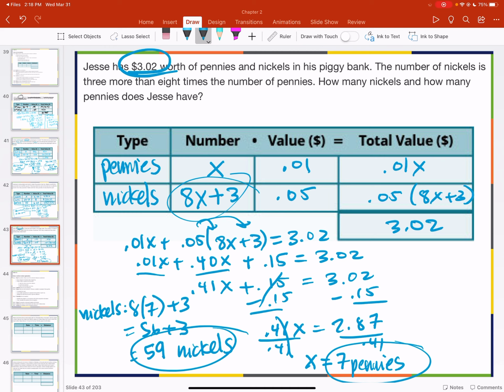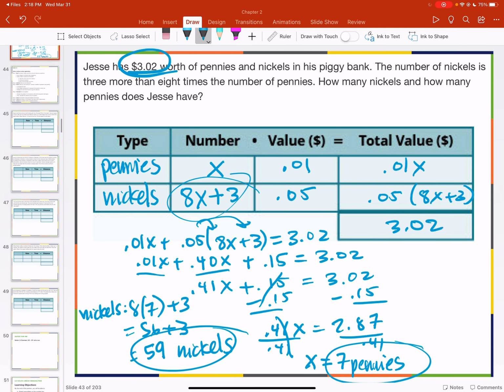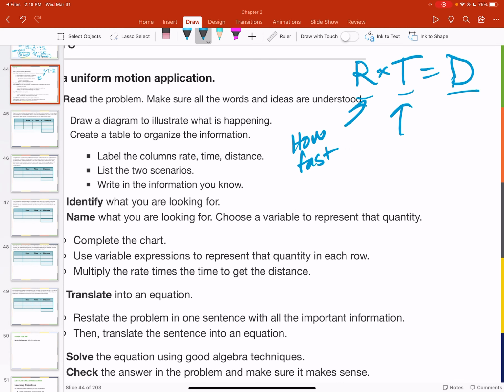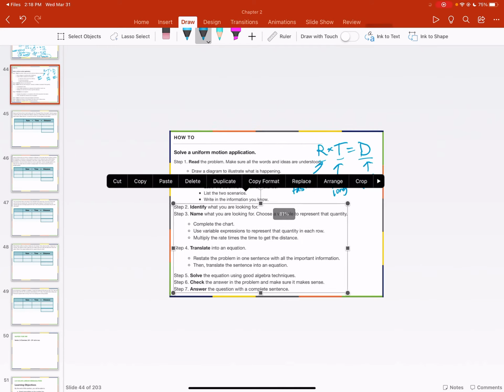Okay. All right. And then the last type of problem we want to do is uniform motion. That just means we're going to be using rate times time is equal to distance. We need to figure out first the rate, how fast you're going. Time is for how long, and this is how far. So how fast, how long, and then how far. Okay, so if they ask, it depends. You have to figure it out.